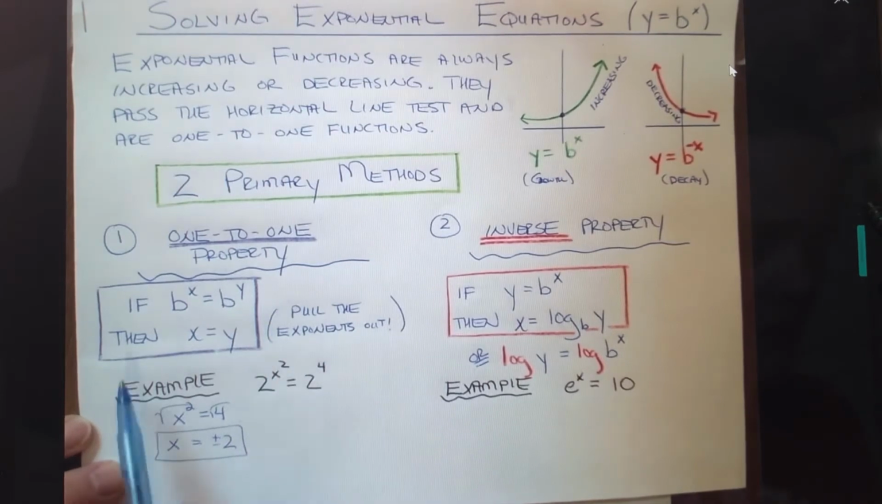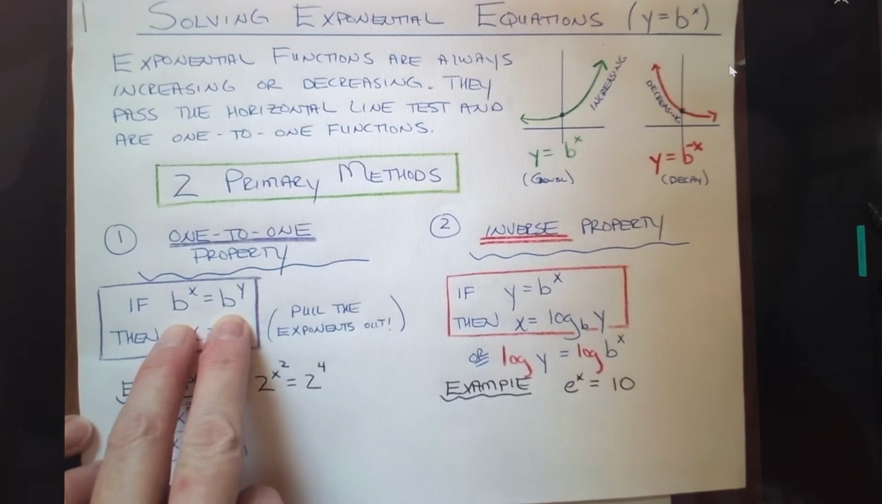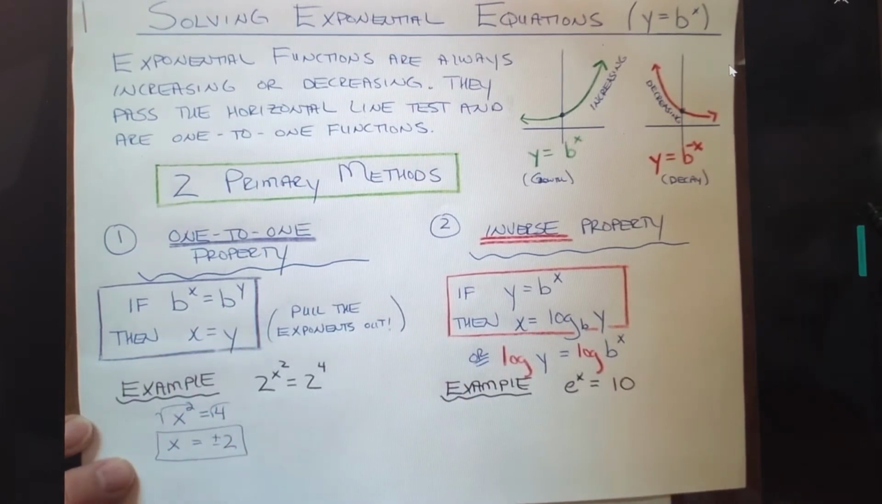Okay, well, what if your exponential is not one-to-one? You don't have this situation. Well, then we need to use the other property instead, and it's called the inverse property.